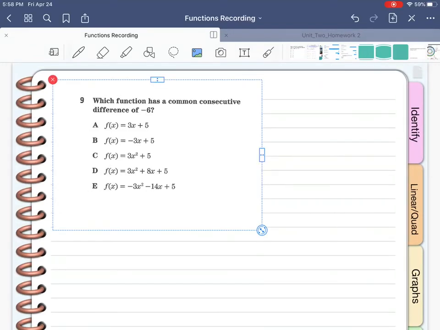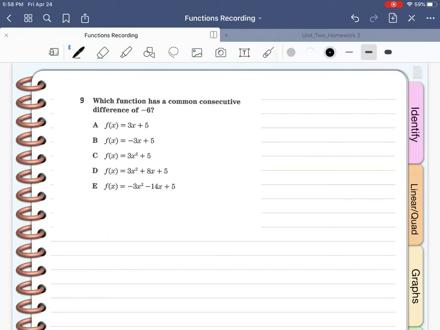Number 9. Which function has a common consecutive difference of -6? Now, they didn't tell us if this difference is at the first or second level. So I don't know if it's linear or quadratic. So we're going to have to test all of them to see.